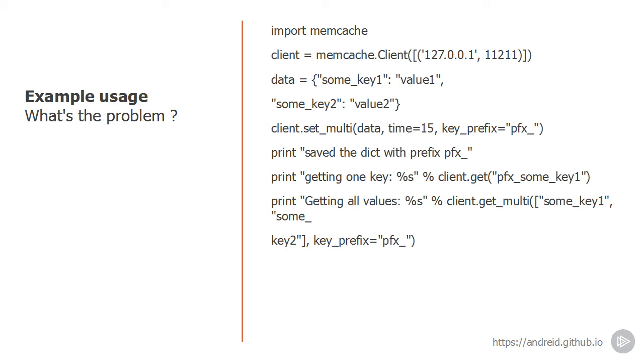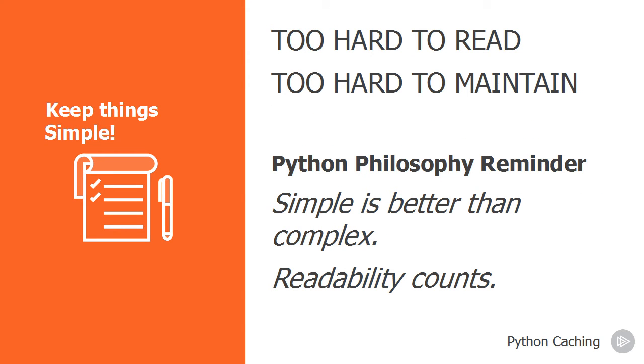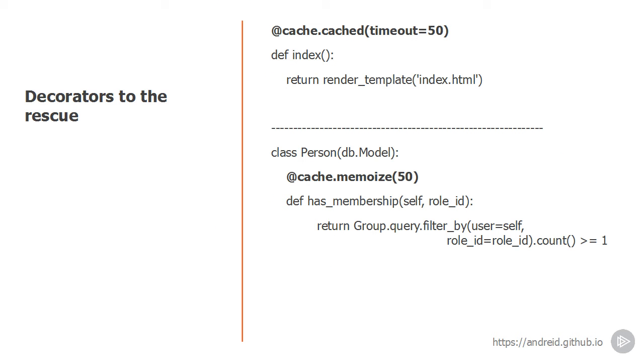We don't want to be bothered with key prefixes, or with whether to use set_multi or set for one item. We just want a simpler approach. If you remember the Python philosophy, simple is better than complex and readability counts. A very good application for caching is to use decorators. We decorate our functions by writing on top of them cached with timeout 50, where the timeout is in seconds. Or we can use cache memoize.